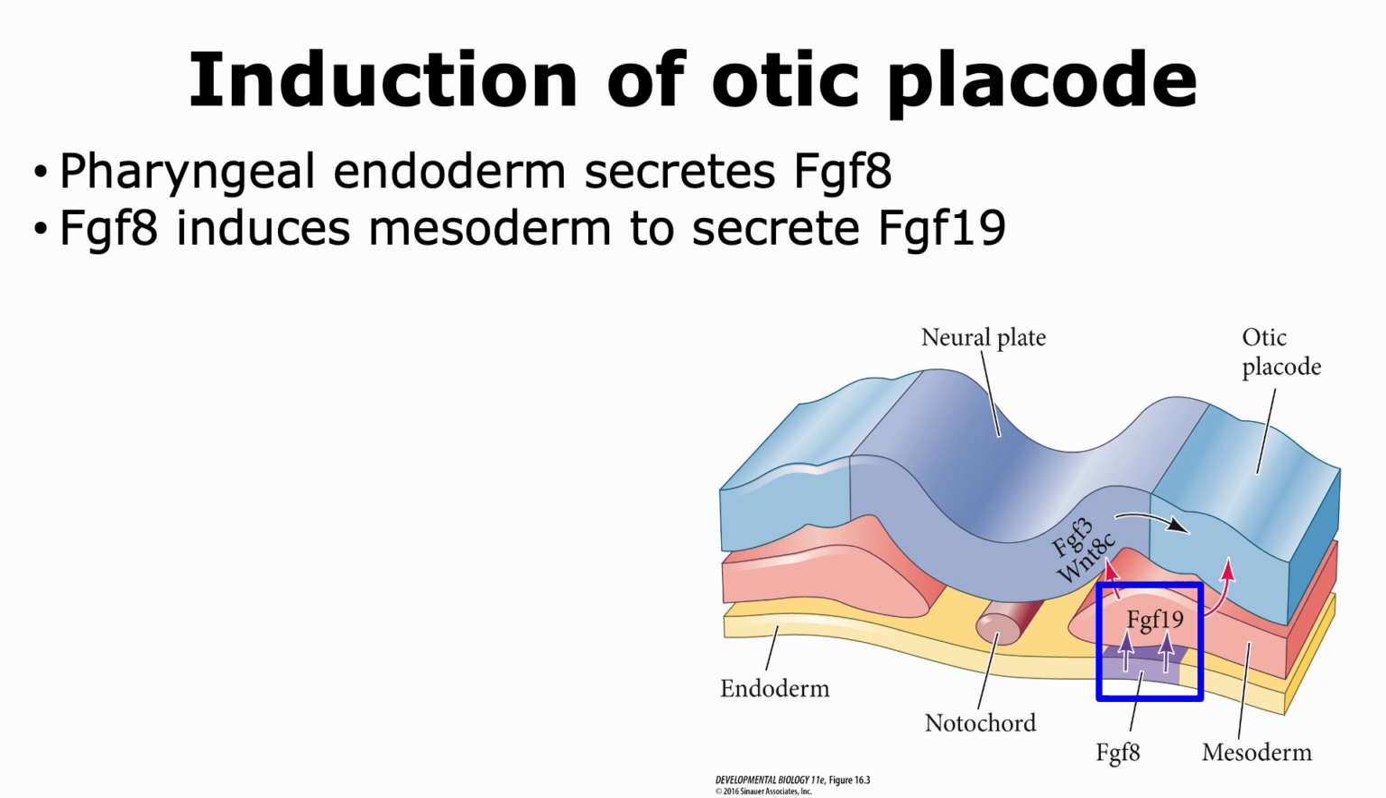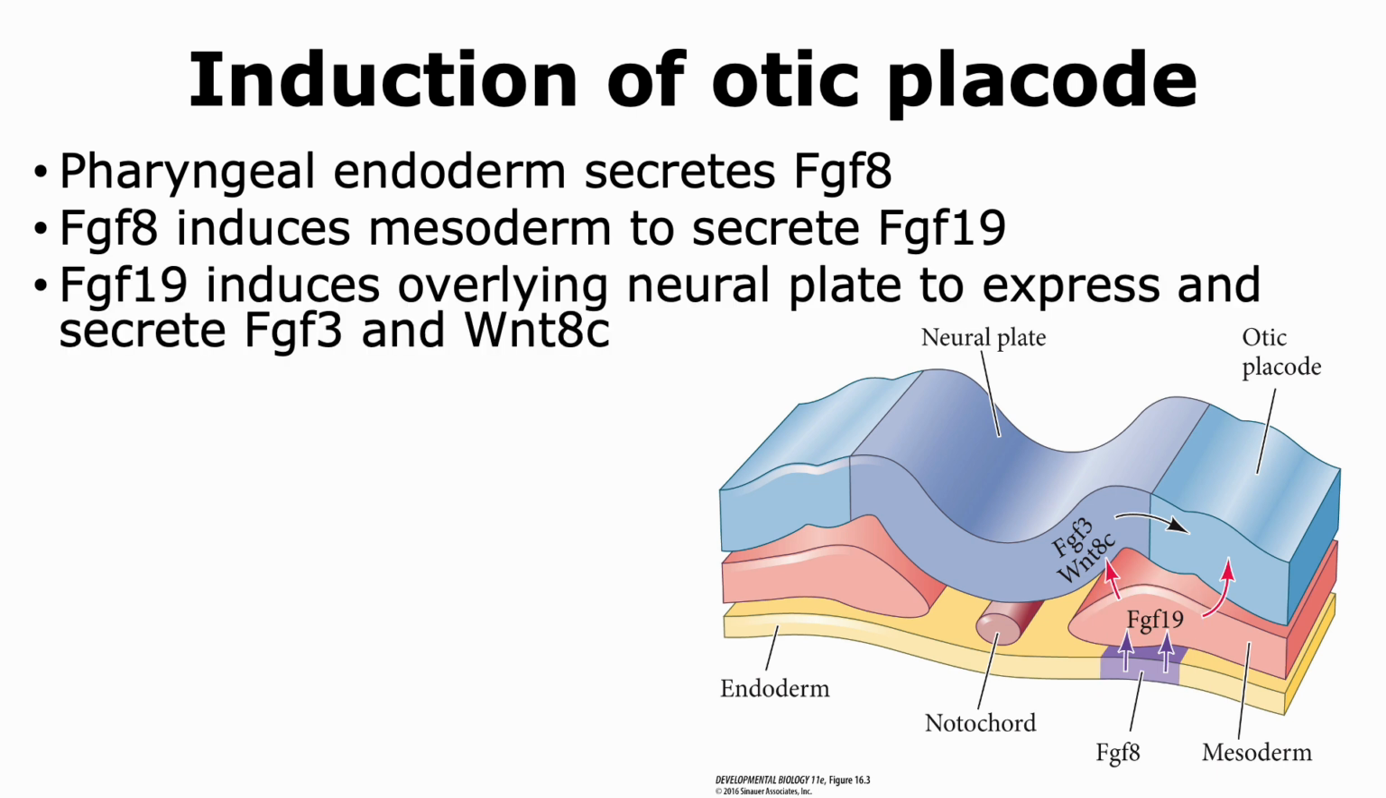The FGF8 secreted by the pharyngeal endoderm will induce the layer above it, which is the mesoderm, to produce and secrete FGF19. Once the mesoderm secretes FGF19, that FGF19 induces the overlying neural plate to express and secrete FGF3 and a Wnt family member. Thus, we can see how one layer is inducing another layer to do something, which is now inducing a third layer to do something else.